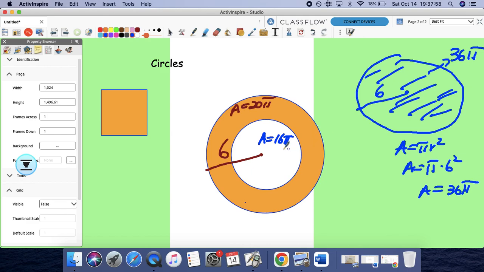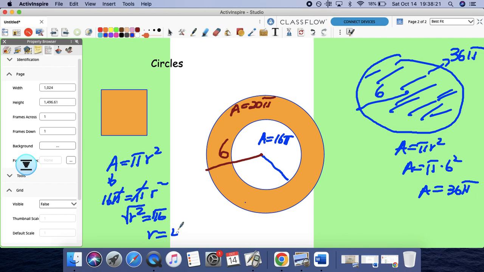What is the radius of the inner circle? Well, I need the radius, so I need this little chunk here. I know the area of the circle now, because I subtracted. So we go A equals pi r squared. Replace this with 16 pi, pi r squared. These two are gone, and again r squared equals 16. Take the square root of both sides. The radius is plus or minus 4, or just 4. So this is the radius of the small circle.